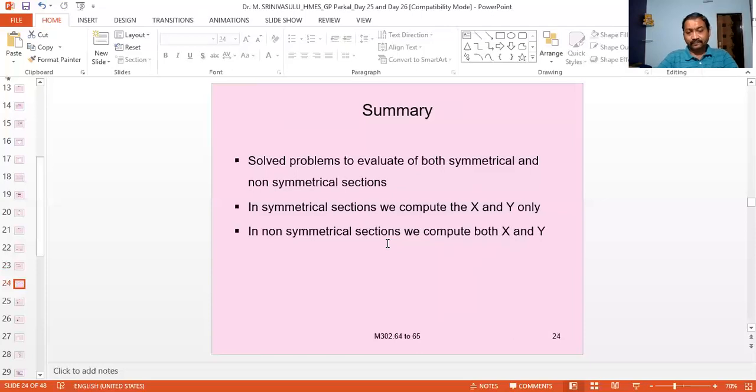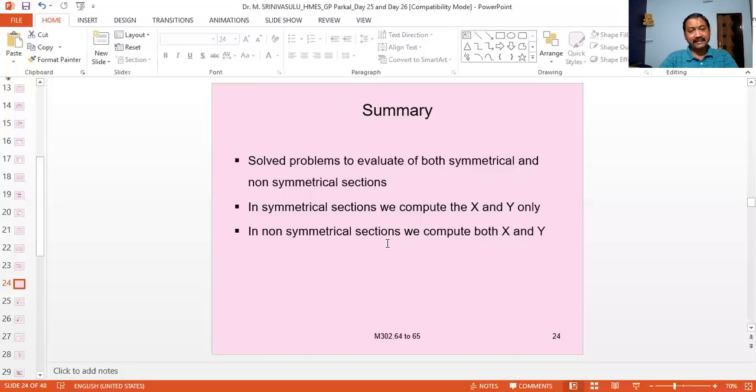Coming to this summary part, in some problems we have found only the x coordinate, in some cases only the y coordinate, and in some cases we have found both, that is the x coordinate and the y coordinate.